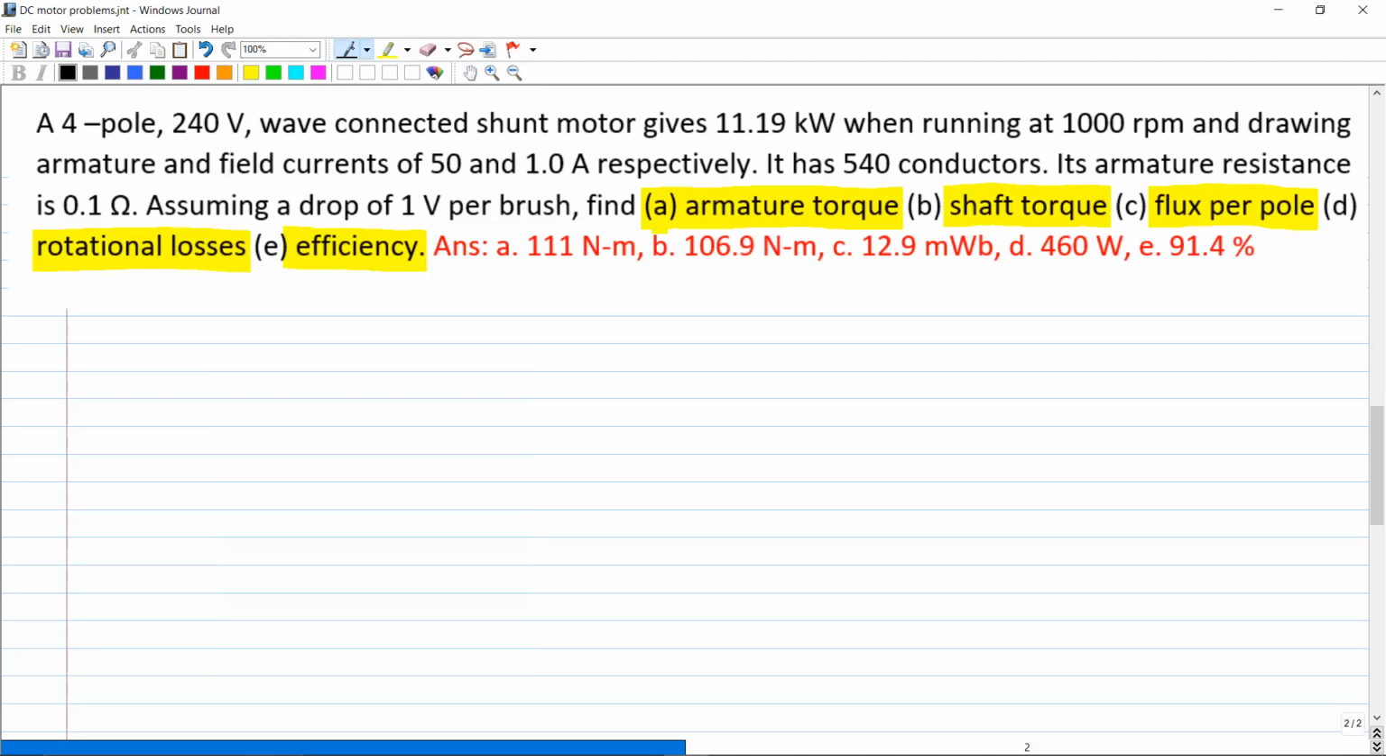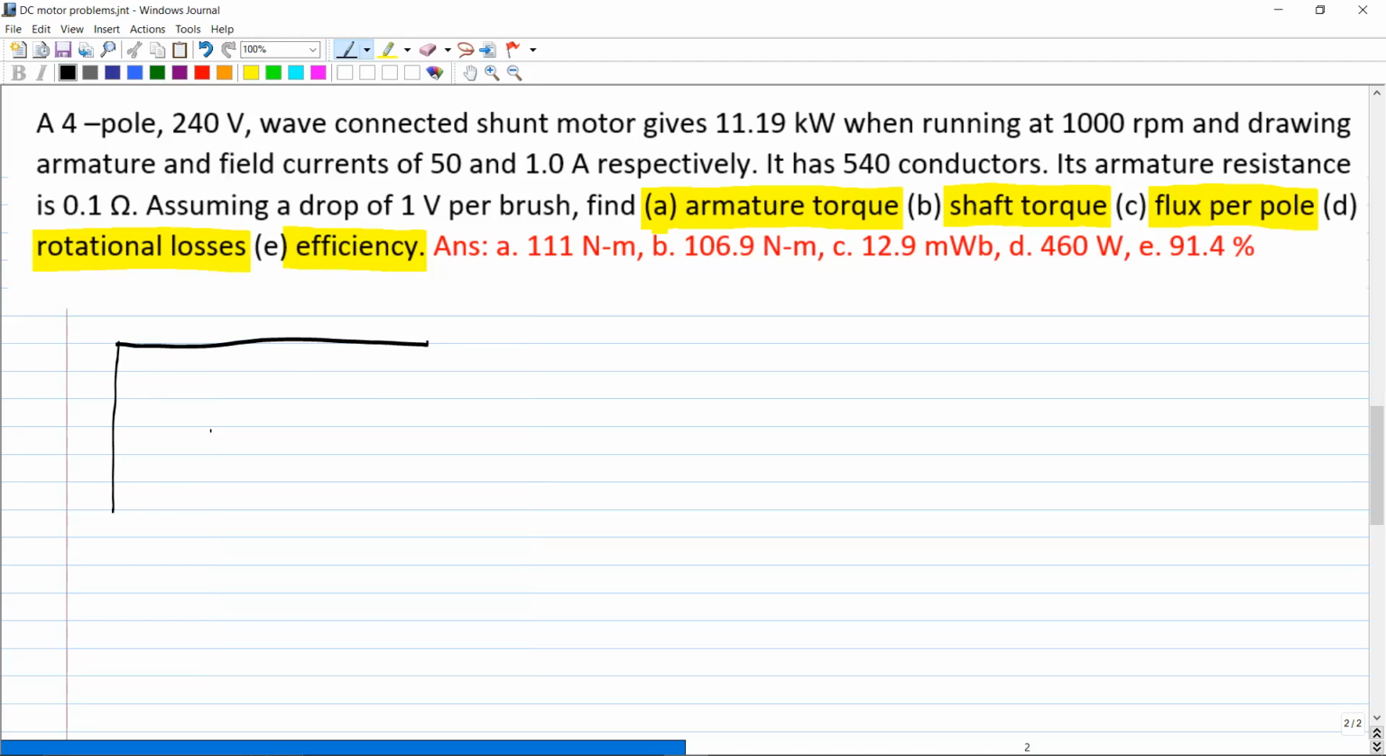So let us read the problem. A 4-pole, 240 volts wave-connected shunt motor gives 11.19 kilowatts when running at 1,000 RPM and drawing armature and field currents of 50 and 1 ampere respectively. So sa first sentence pa lang ngayon, siguro, ilagay na natin yung mga makukuha nating given and diagram.